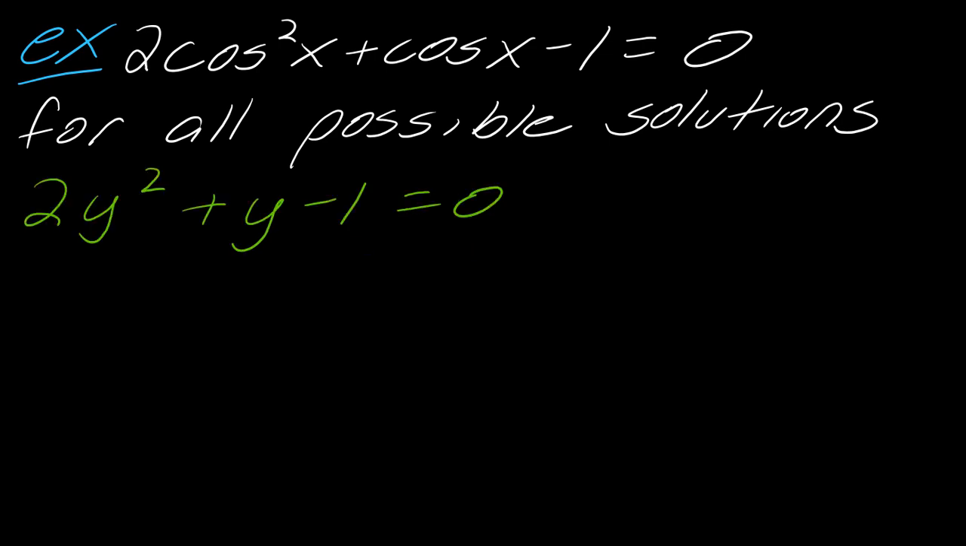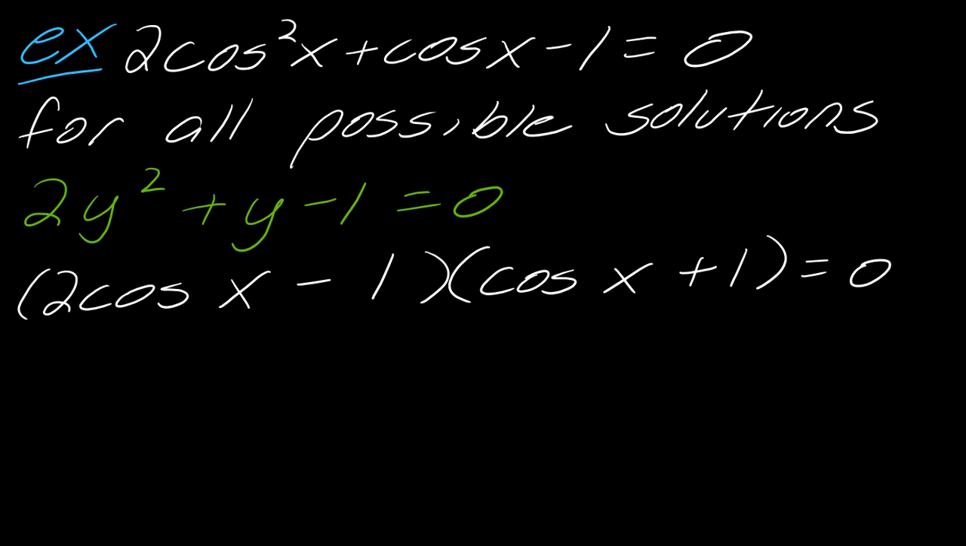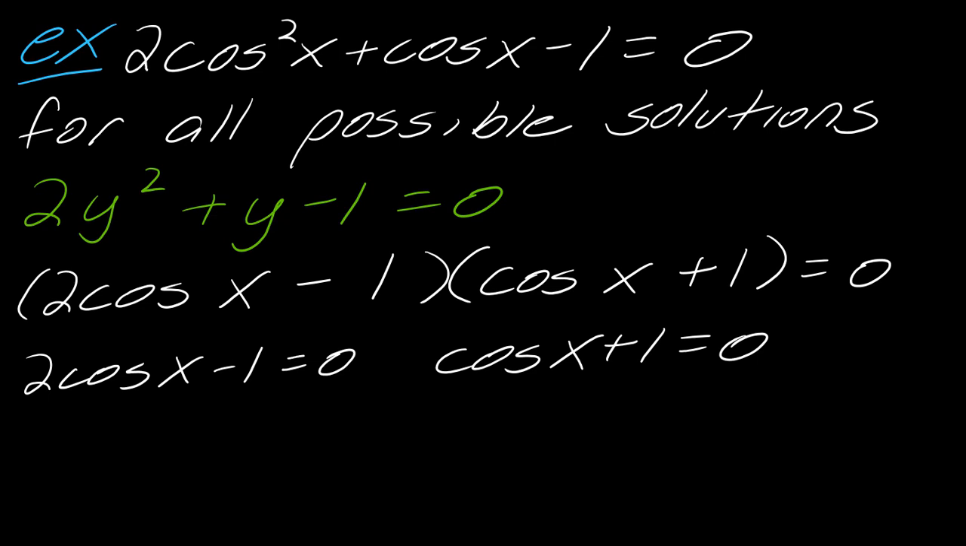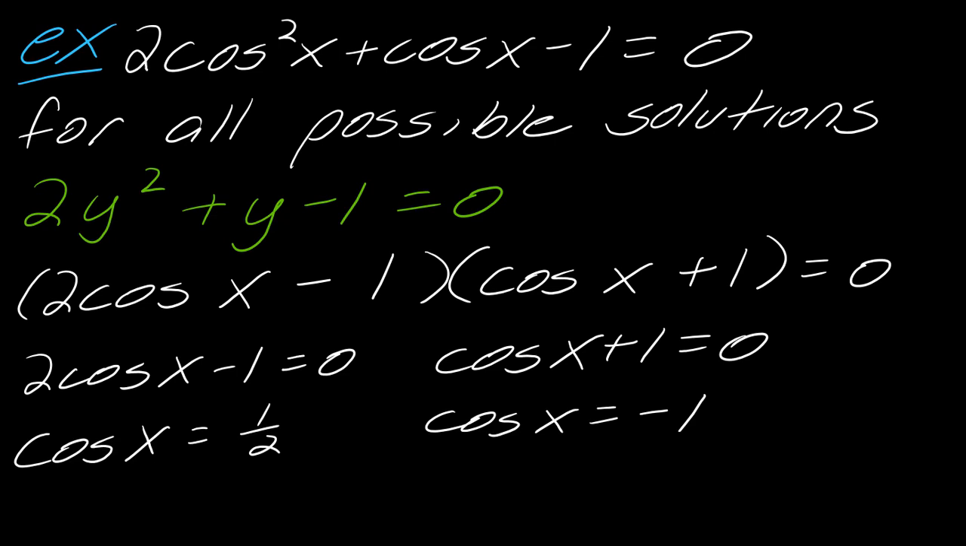Okay, so if you use that factoring hack, I could rewrite this as 2y squared plus y minus 1 equals 0. And ultimately, this expression will factor as 2 cosine x minus 1 times cosine x plus 1 equals 0. And so then I can set each one of those factors equal to 0, as you see here. And then I can finish solving for cosine of x. So I really need to figure out where cosine x equals 1/2 or where cosine x equals -1.